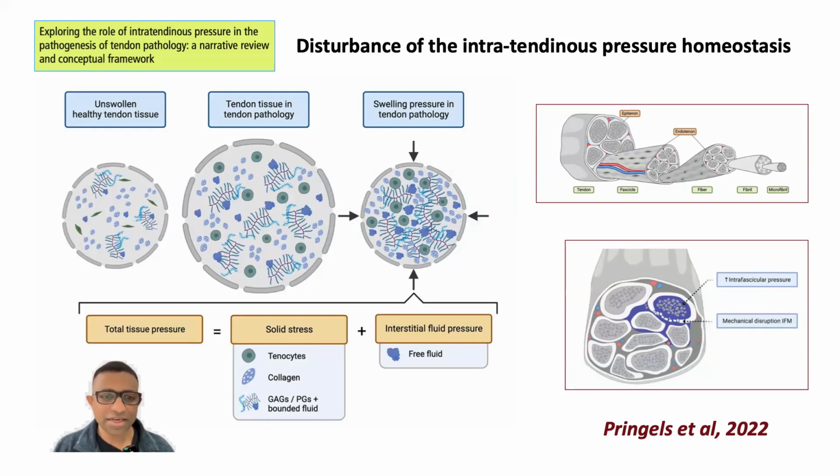So a healthy tendon is generally unswollen, with less fluid, whereas a pathological tendon tends to be larger, thicker, but not stronger, just more fluid. So the attraction of fluid is quite a common sign which you see in patients with Achilles tendinopathy.